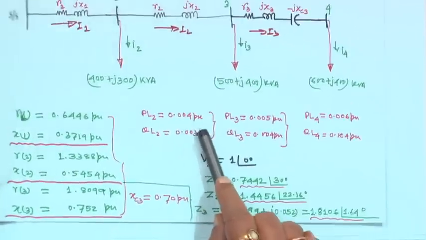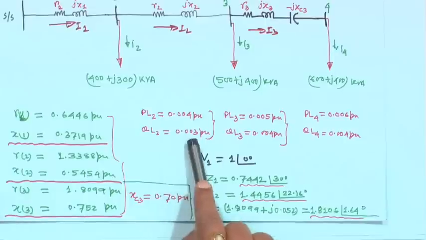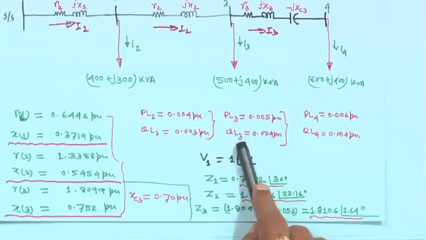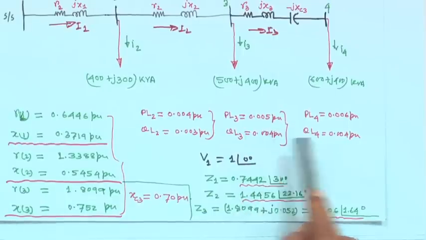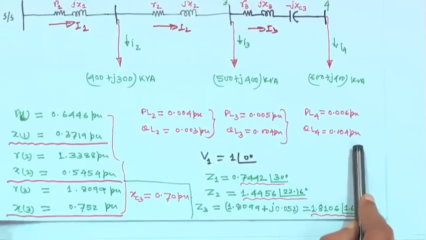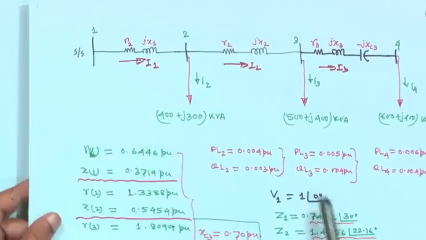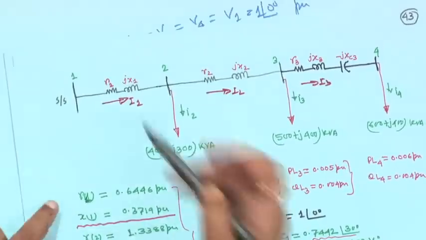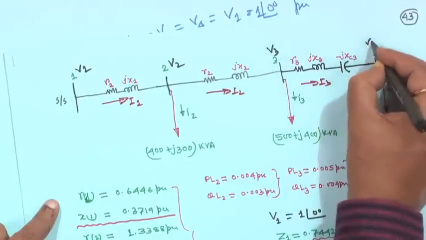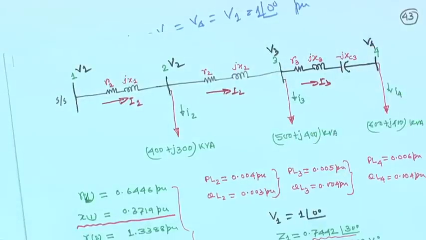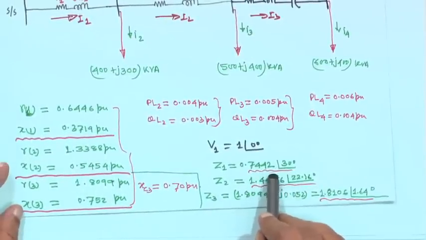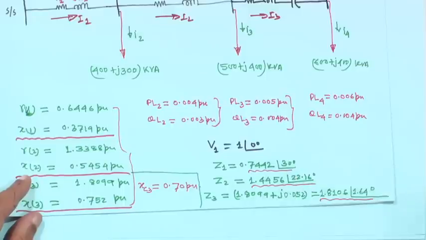So, in per unit I am writing PL2 is equal to 0.004 pu, QL2 is equal to 0.003 per unit. PL3 is equal to 0.005 per unit and QL3 is equal to 0.004 per unit, and PL4 is 0.006 per unit and QL4 is equal to 0.004 per unit, and the substation voltage V1 is 1 angle 0. This voltage is V1, this voltage is V2, this voltage is V3 and this node voltage is V4, right. And Z1 and Z2 are the same value, 0.7442 angle 30 degree per unit.